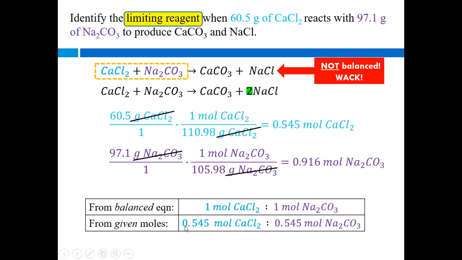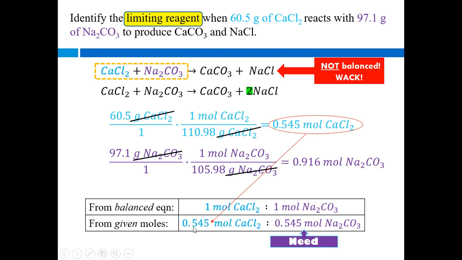But if you think about it, the ratio here is 1-to-1. So therefore, if you're given 0.545 moles of calcium chloride, you only need 0.545 moles of sodium carbonate because the ratio must remain the same. So whatever number is on the left side for this problem must equal the number on the right side. So the bottom here is what you essentially need.